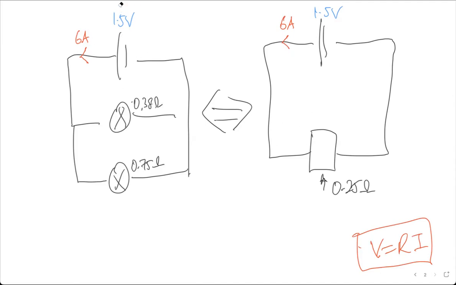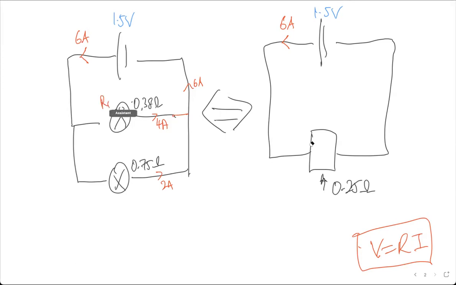So 1.5 volt. You have to find the current going through this. Current is V over R. So 1.5 divided by 0.38, you will get 4 ampere here. 1.5 volt divided by 0.75, you will get 2 ampere here. So when these two add together, you will get 6 ampere. So these two are equivalent. Clear so far? These two are equivalent.